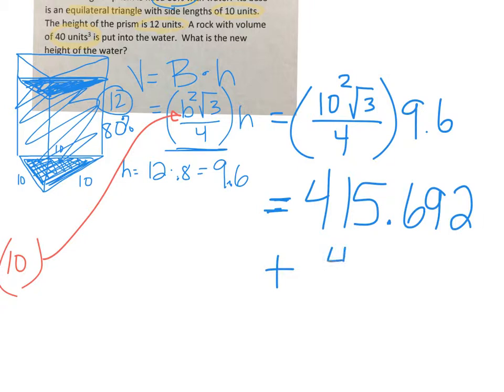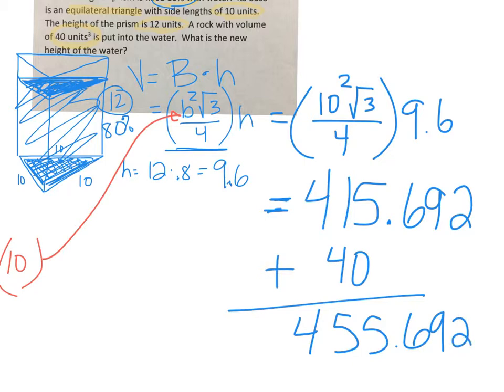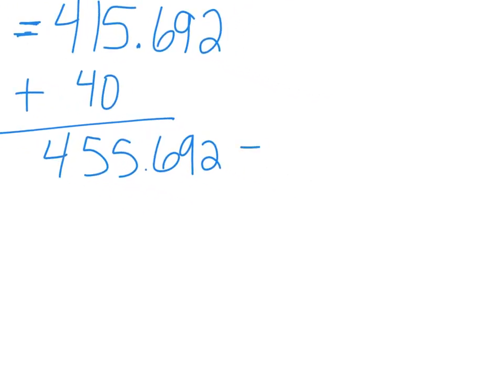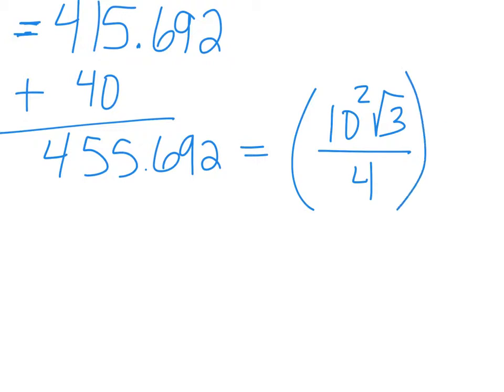Now I add the rock, which is 40, to get 455.692. Okay, now that's the new volume. But the only thing that has changed about this problem is the height. The base is still the same. The only thing that's new is a second height that we don't know. The water goes up, the height goes up, so we have to calculate the new height.